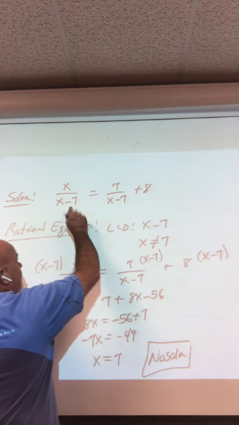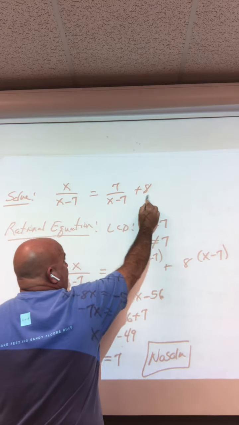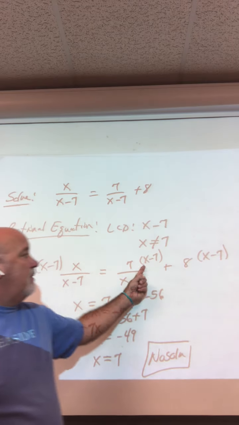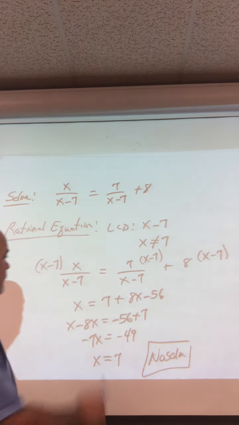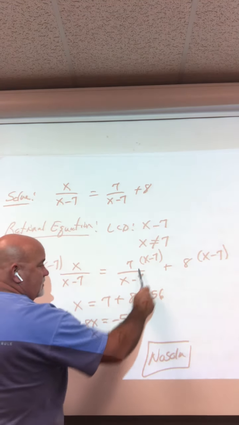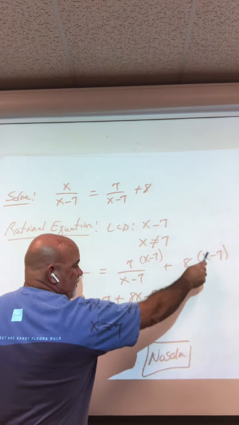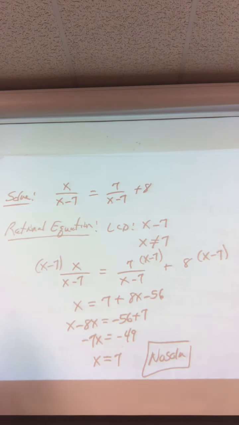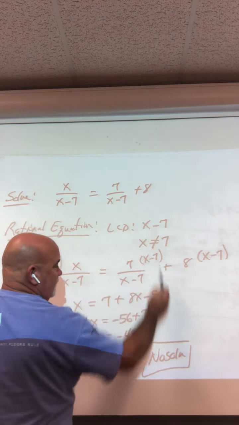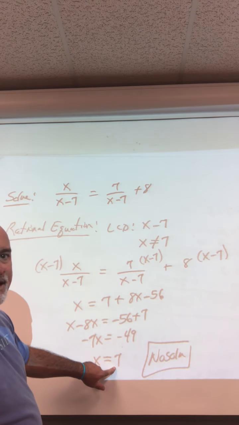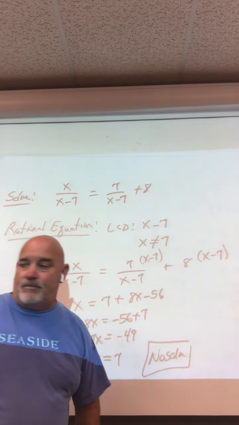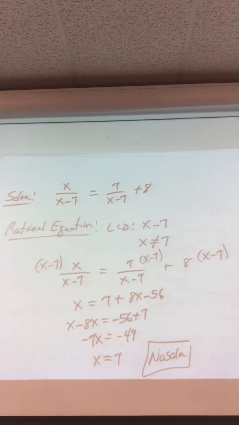Get your LCD. So you got an x minus 7, an x minus 7, and a 1. So I'm going to multiply through by x minus 7 by all three of these terms. So x minus 7, x minus 7, x minus 7. This cancels, leaves x. This cancels, leaves 7. And then this distributes. Solve this equation to get x equals 7. But remember, 7 was your restriction. You can't allow any value of x that would make your denominator be 0. So, since that was my restriction, in this case, this problem has no solution.